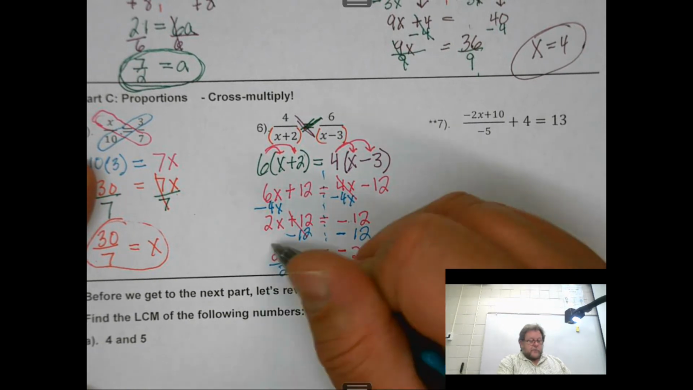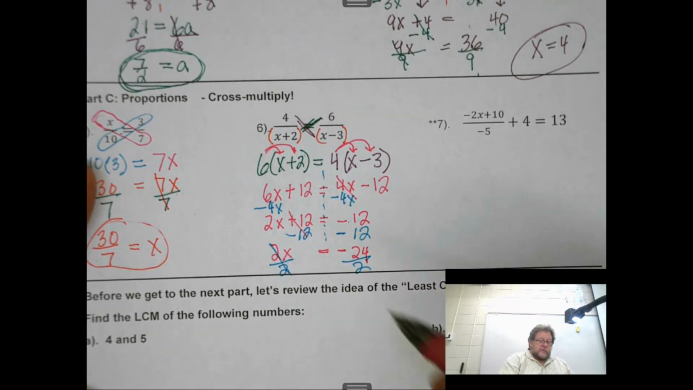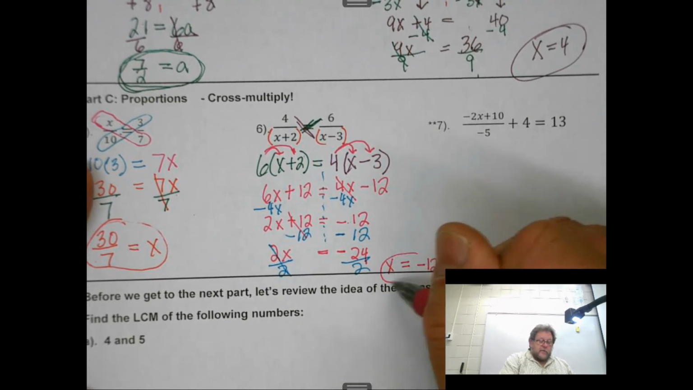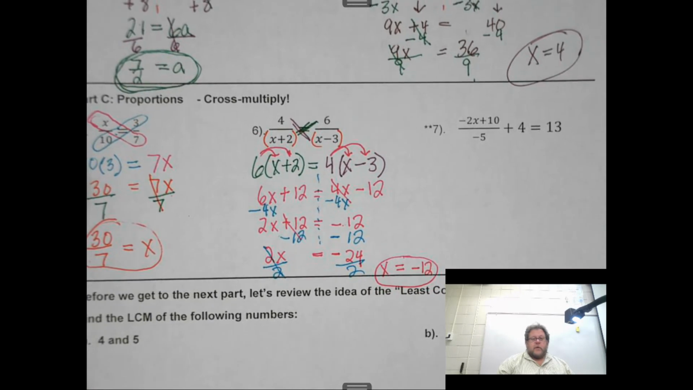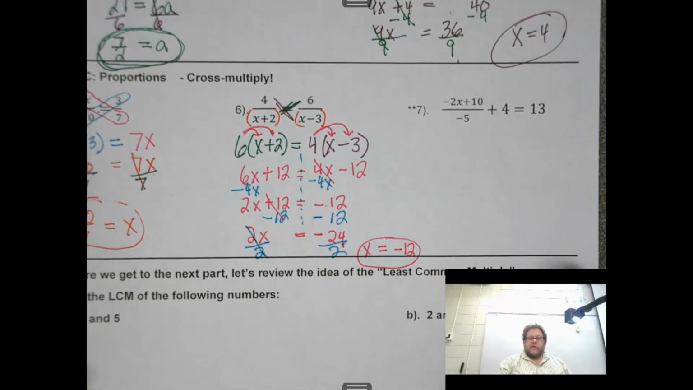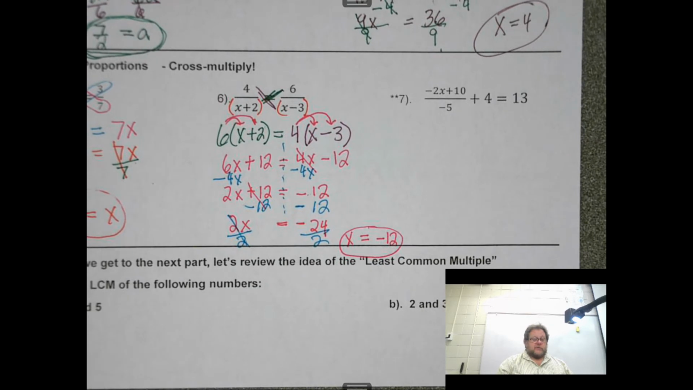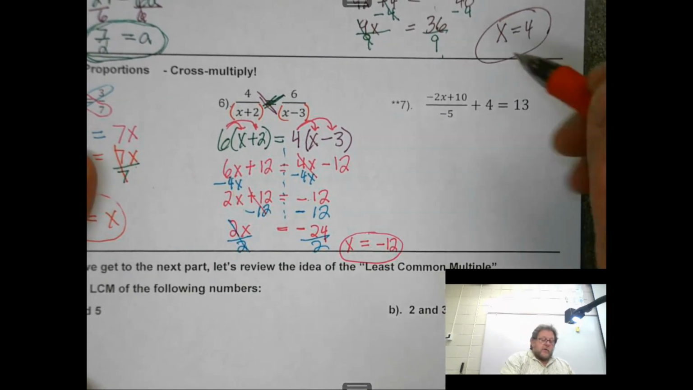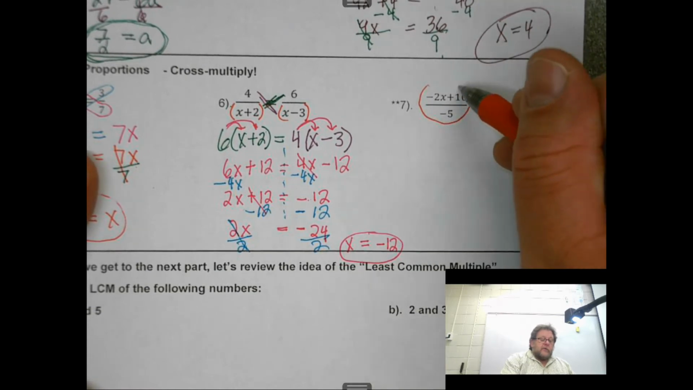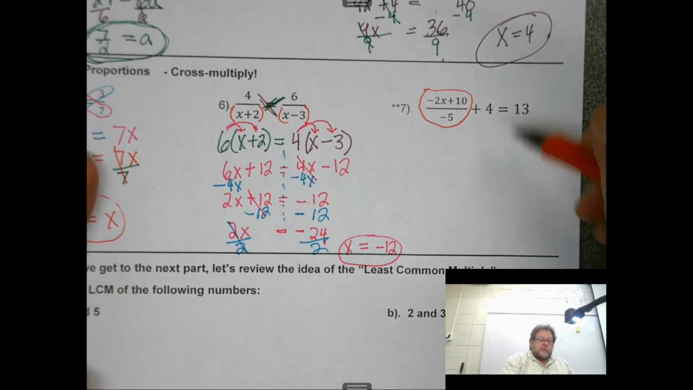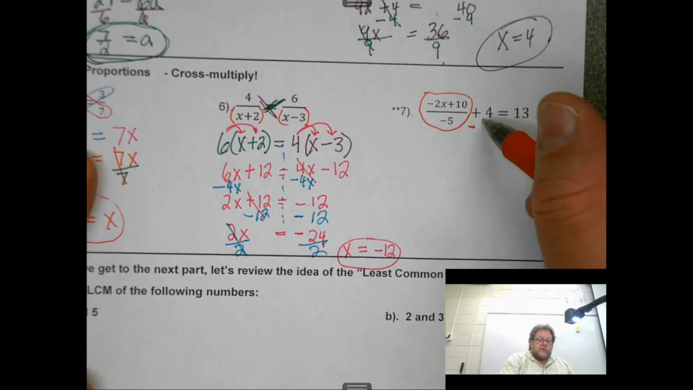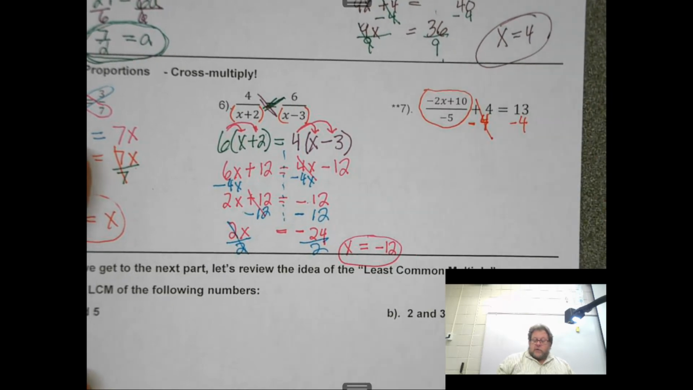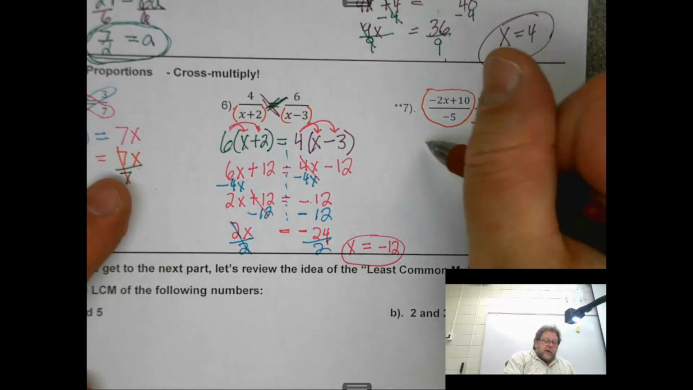And 7 is that tricky proportion I was telling you about, where you have to get the variable term by itself first. So you have to minus or undo that plus 4 by minusing 4 to both sides. Then I get negative 2x plus 10. And I'm going to go ahead and put this in parentheses just because I don't want to make a mistake. Over negative 5 equals, now 13 minus 4 is 9.